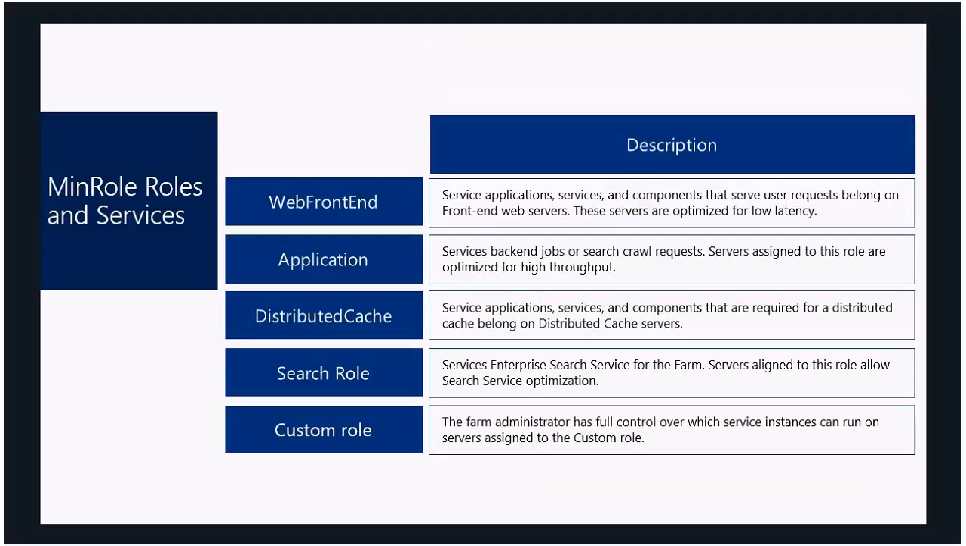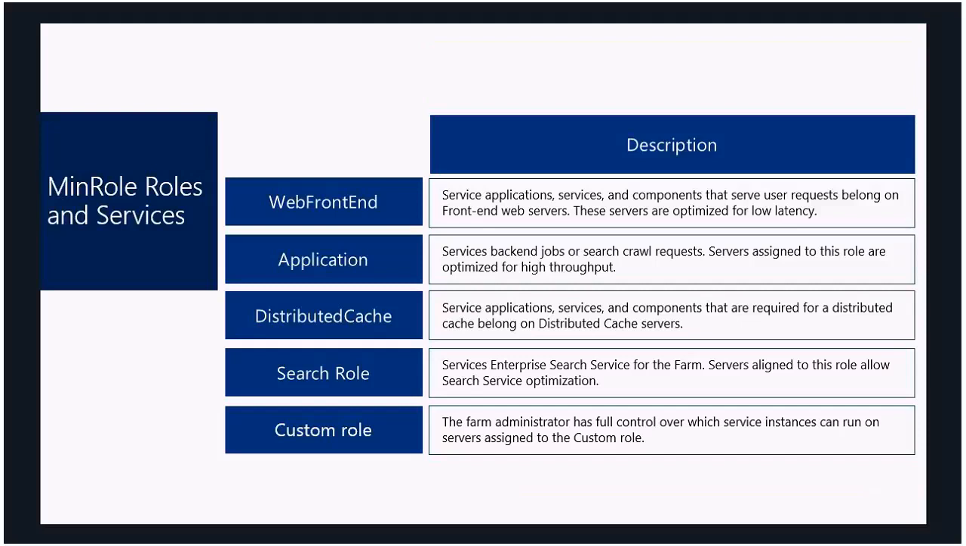Okay, so let me choose something about the main roles. Here is a list of the main roles you can get here. So check here the web front end. The web front end is typically used to retrieve the internet request from the client. So the user types the internet request, and there will be the Internet Information Services (IIS) installed on these servers here.